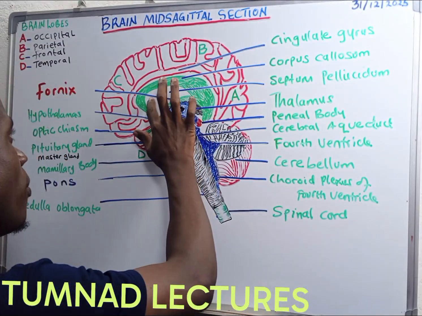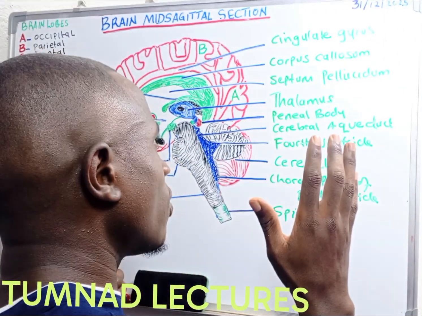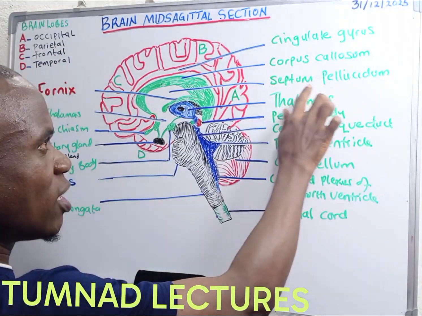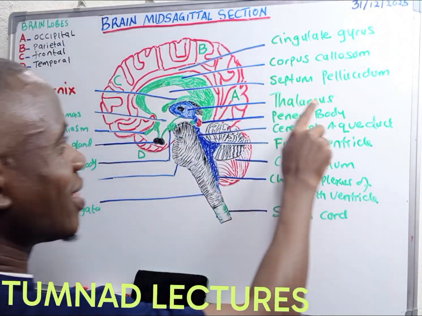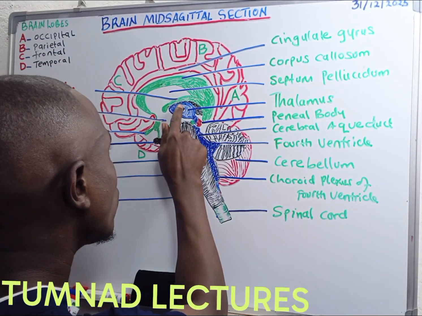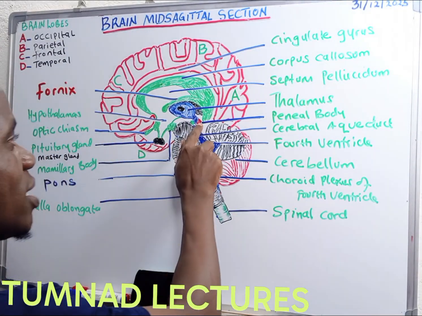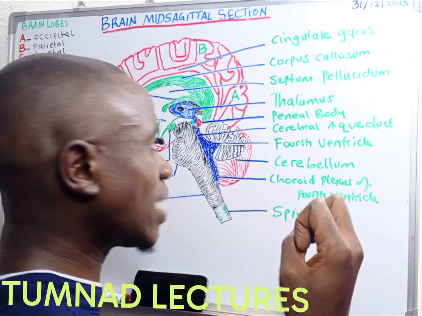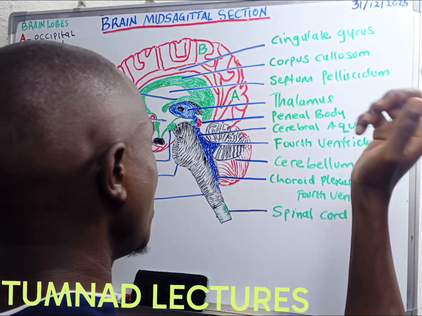Then we said the membrane in between the lateral ventricles is the septum pellucidum. This egg-like structure is the thalamus, having a protrusion which we call the interthalamic adhesion. Then the structure at the back, which secretes melatonin, which regulates the sleep-wake cycle, is the pineal body or the pineal gland.